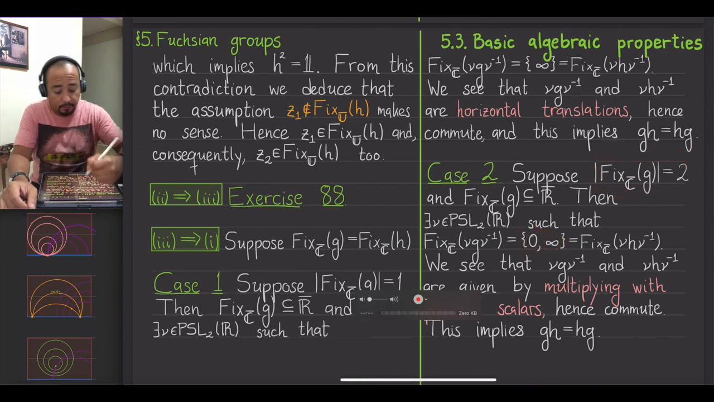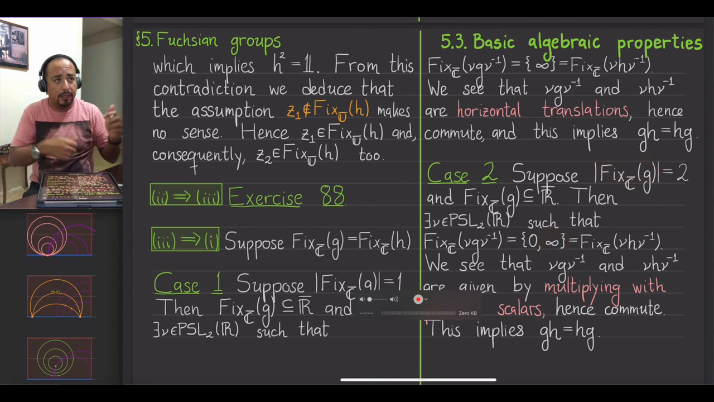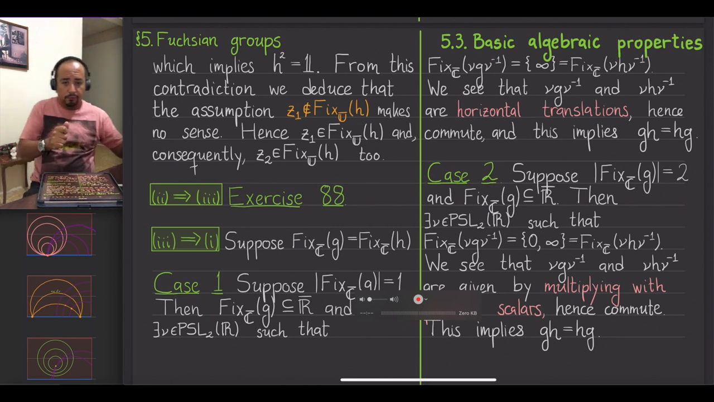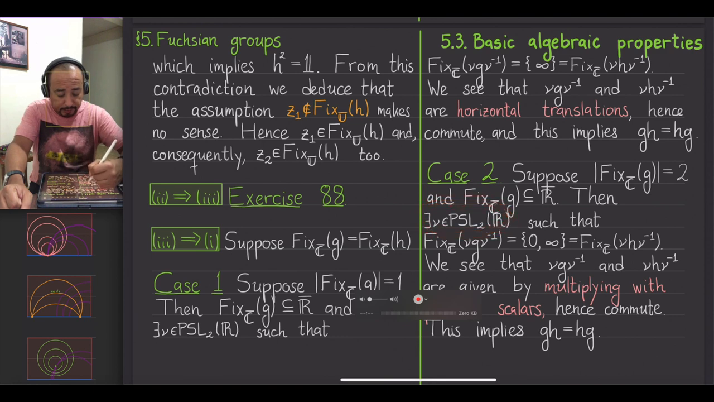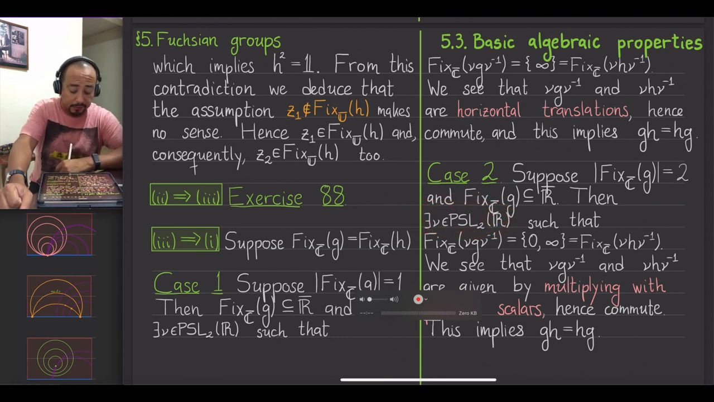Again, it's always possible to move one of them to infinity. And how do you move the other? Think about multiplying with a positive real number. That fixes infinity and allows you to move points in R bar, and that and translation allows you to move any other given point to zero. So such a nu certainly exists, and it can certainly be taken in PSL2R.